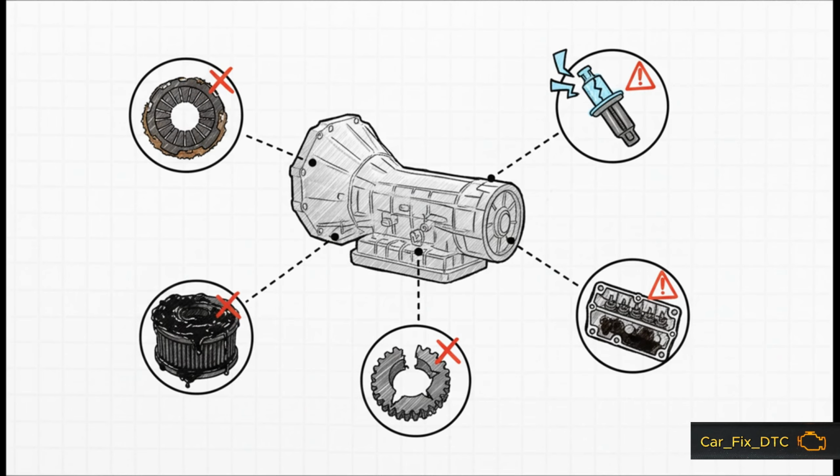And yeah, there's a whole list of potential suspects in there. We're talking about things like worn-out clutch packs that just can't grab onto the gears anymore. It could be faulty shift solenoids. Those are the little electronic gates that tell the fluid where to go. Could even be a clogged filter. Basically, any one of these key internal parts can fail and cause that slipping that sets off the code.